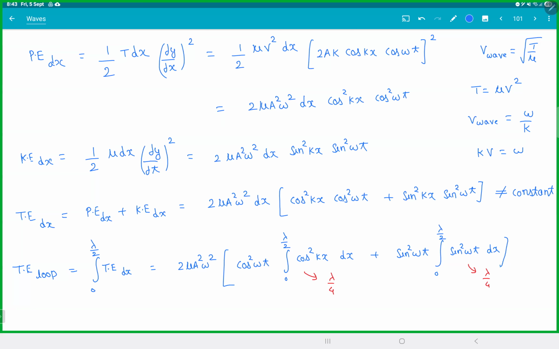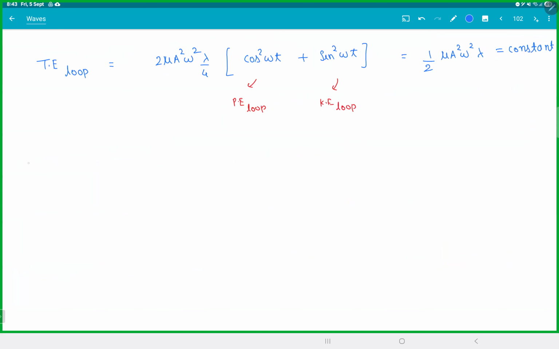And you can clearly see the potential and kinetic are not equal for a segment. Like a progressive wave, they used to be equal. Here it is not. So what is the other intuitive way of doing it? Think about it. What is a stationary wave? A stationary wave is nothing but a combination of two waves.